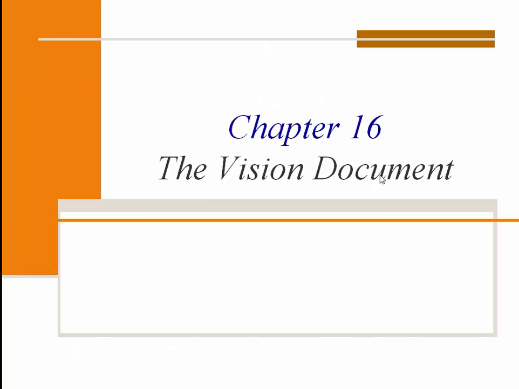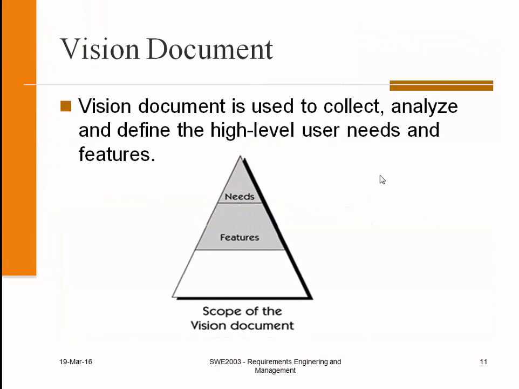Now chapter 16 focuses on the vision document. Now what is this vision document? The vision document is used to collect, analyze, and define the high-level user needs and features. This means the document gives the overview of the product from the user's perspective, from the stakeholder's perspective. Whatever the user needs and the features that are collected, they are carefully loaded into the vision document.